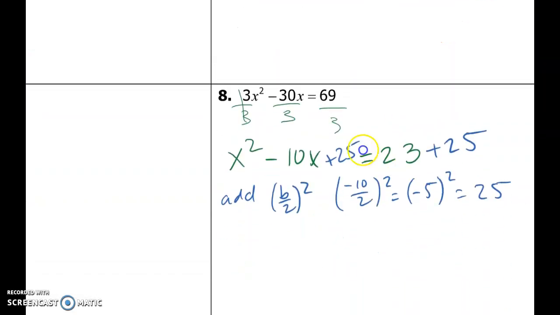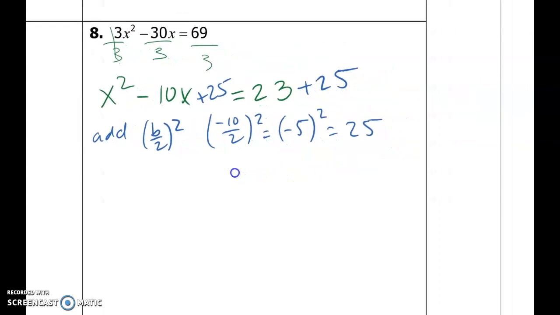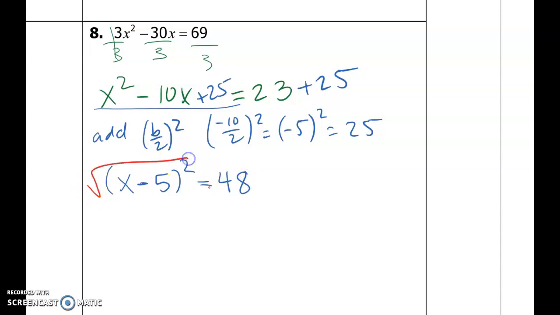So factor. This side here factors to be x, and it's b divided by 2. b divided by 2 is negative 5. On the other side, 23 plus 25 is 48. And I take the square root. x minus 5 equals plus or minus the square root of 48.